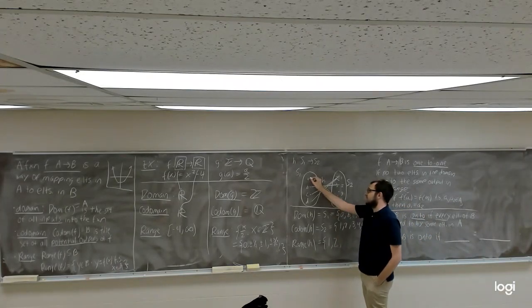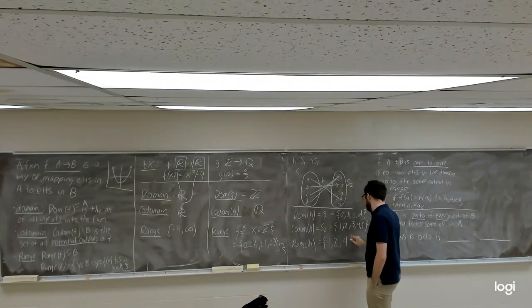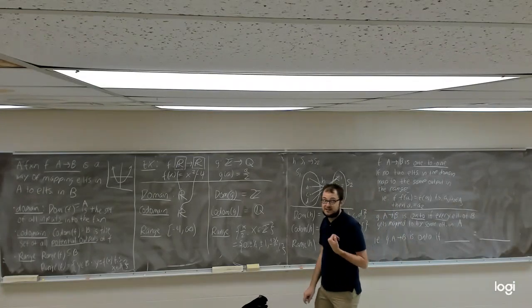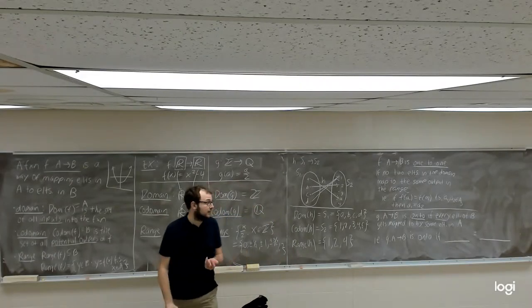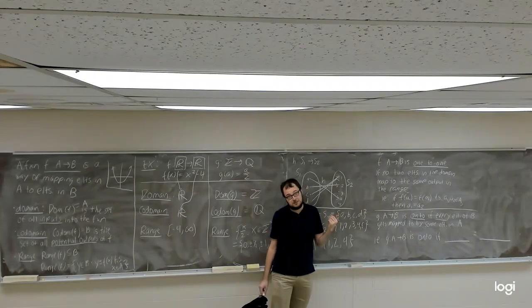4 is in the range because A maps to it. 5 is not in the range. So here's our range right here. It's a set containing just 1, 2, and 4: the elements in the codomain that are getting mapped to by some elements from the domain.